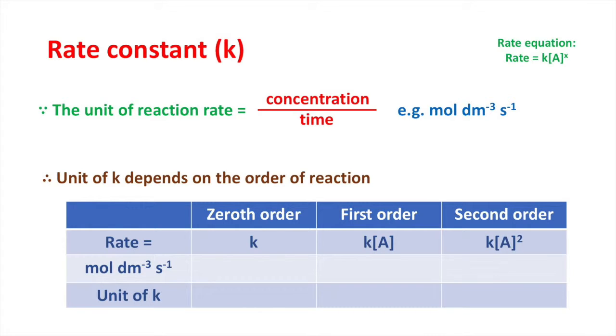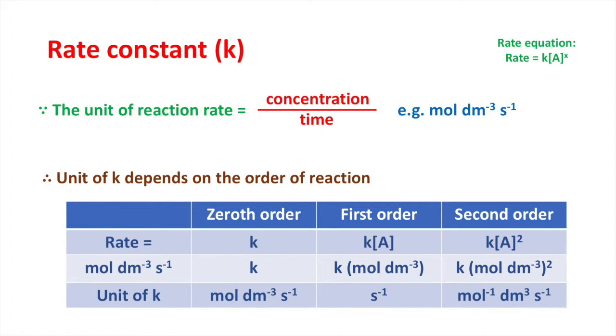This table shows on the left hand side the reaction rate, with mole per dm cube per second as unit. On the right hand side, for example, zeroth order is K only. That means the unit of K for zeroth order should equal mole per dm cube per second. For the first order, the unit for K should be per second only, and the unit for second order should be per mole dm cube per second. This is because we need to balance the unit between the left hand side and the right hand side in the rate equation.